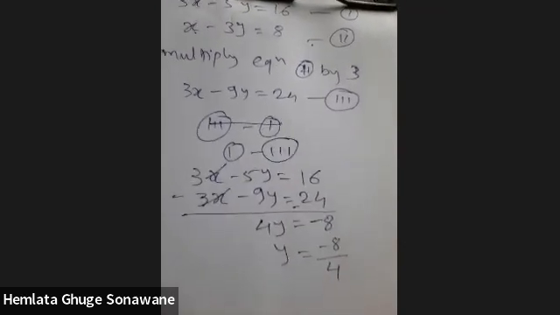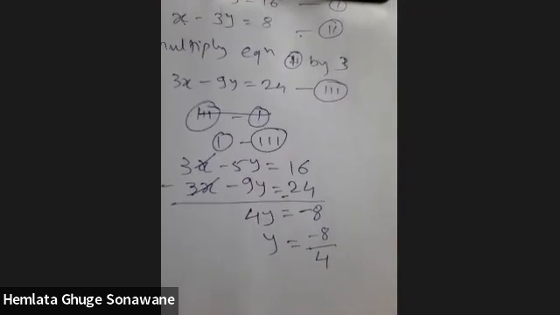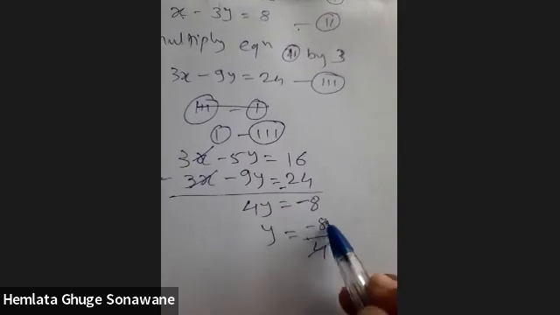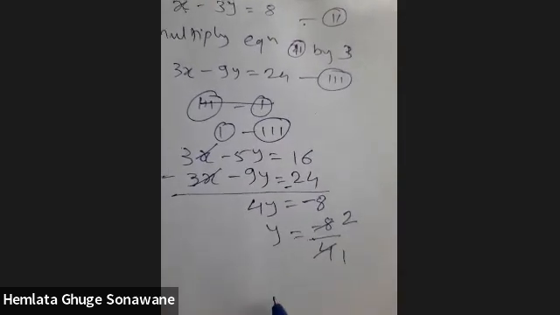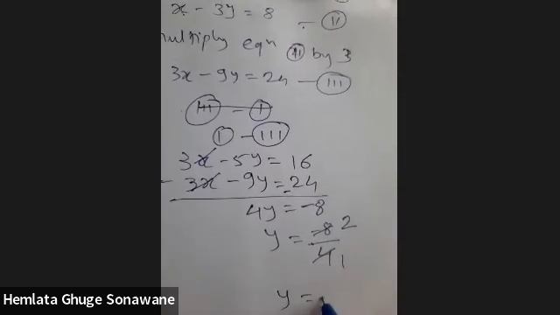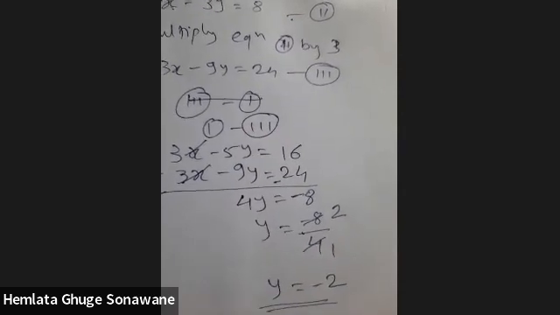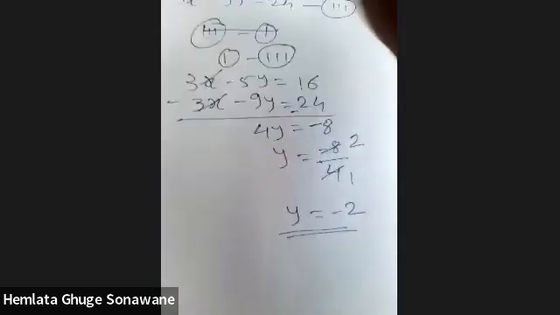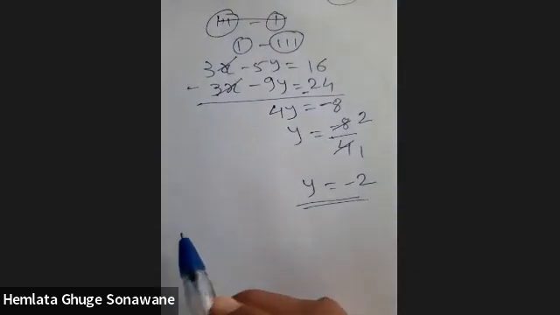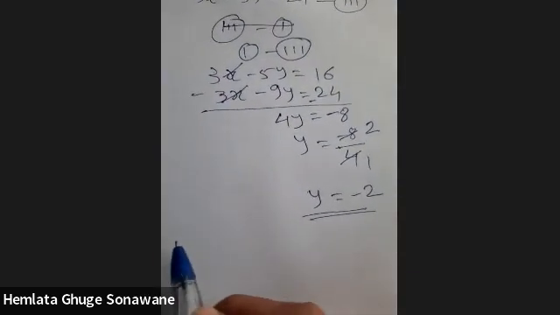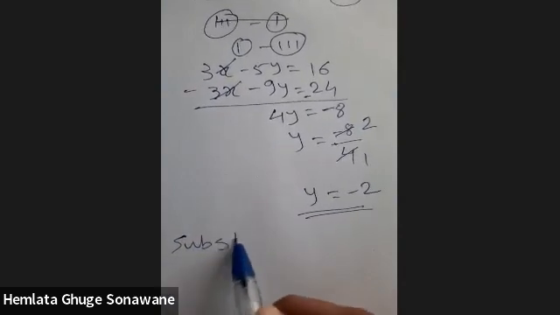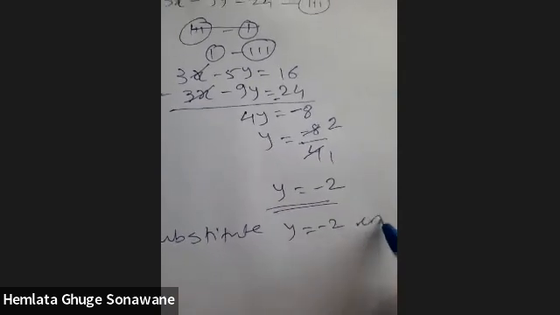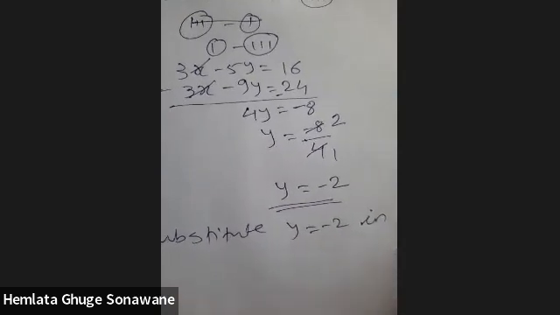This 4 becomes divide here towards the right hand side. We can simplify this. 4 ones are 4 and 4 twos are 8. So we have got the value of y as minus 2. Now we'll put this value into the equation. So substitute y is equal to minus 2 in equation number 2.